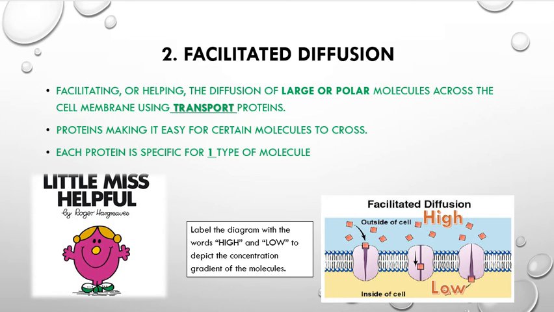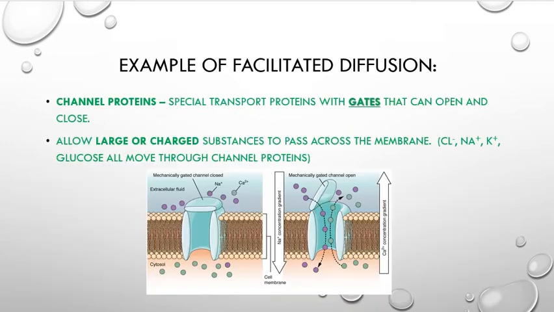Now, each protein, much like an enzyme, is specific to one type of molecule. So it's looking to help one type get across. Your protein channels, think of almost like a bridge, whereas your carrier proteins are going to be a little bit more involved in kind of personally helping them across. So with our channel proteins, we have these gates that kind of open, as you can see in the bottom of the picture, open and close, depending on if things are needed to enter or leave the cell.